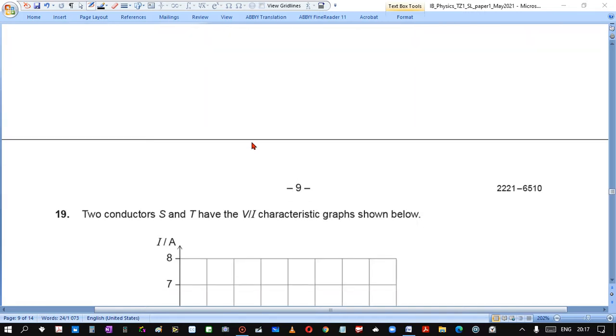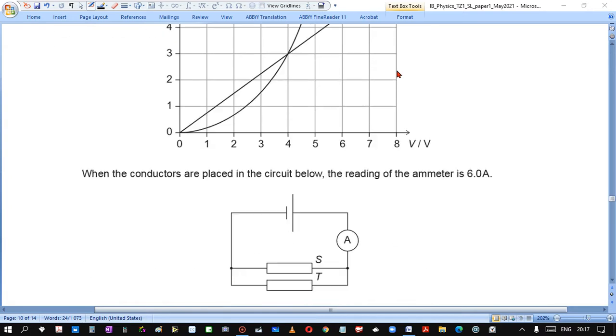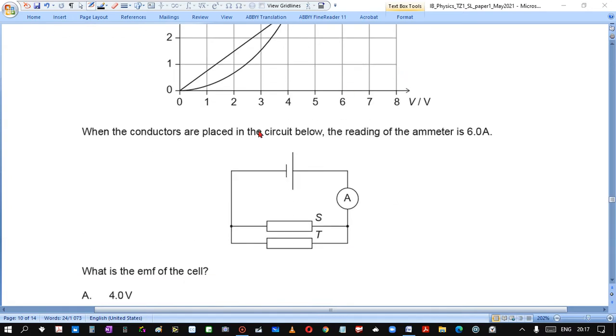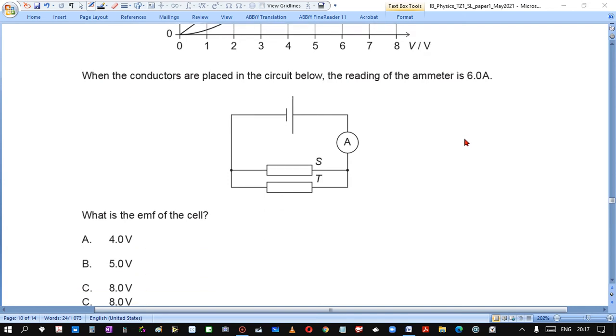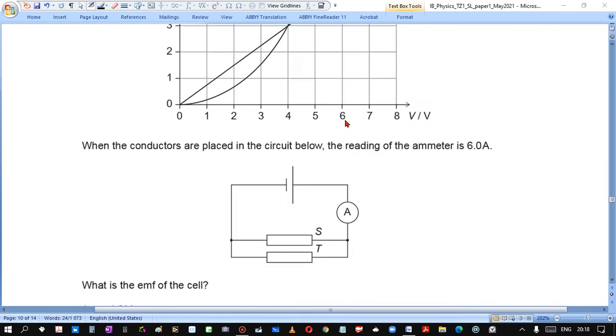Very straightforward question. Two conductors S and T have VI characteristics shown below. When the conductor is placed in the circuit below, the reading of the ammeter is 6 amperes. What is the EMF of the cell? So we see that conductors are connected in parallel, so they have the same voltage, and total current is 6 amperes.